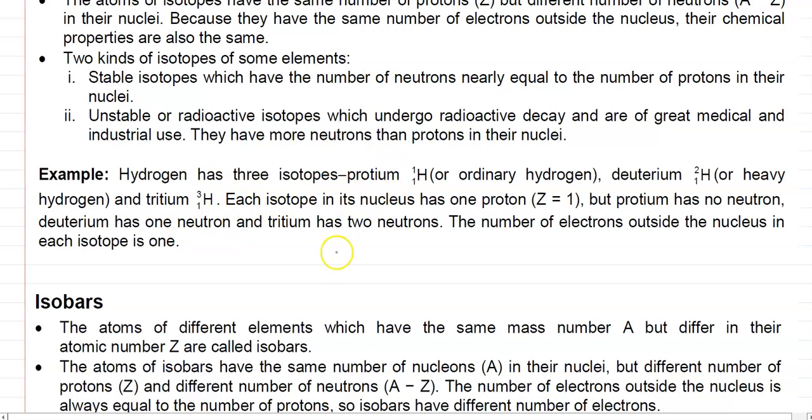In the case of carbon, we know carbon is C 12 6, but it has another isotope, C 14 6. This is called radioactive carbon or radiocarbon.